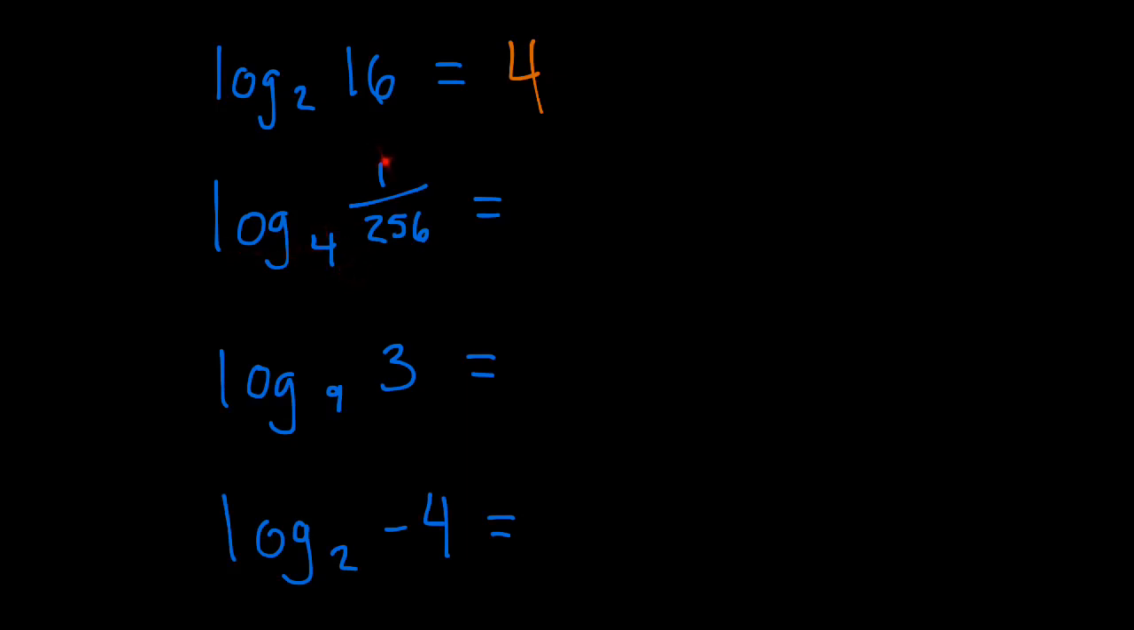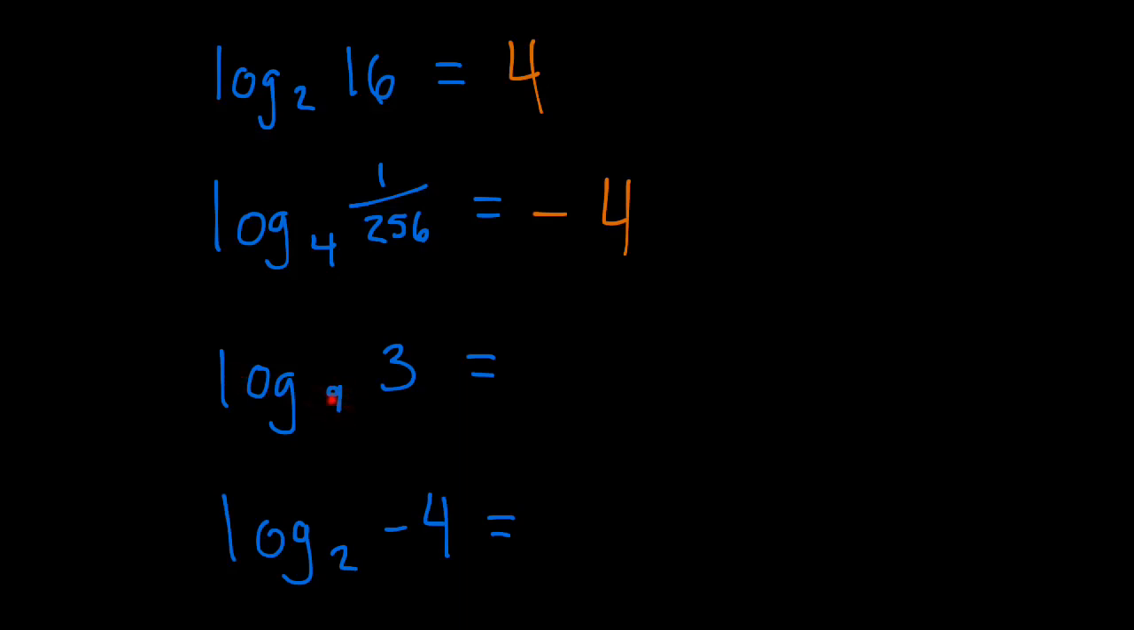Log base 4 of 1 over 256. Okay, well, we have 1 over 256. So 4 to some power gives us 256. If we want it to be 1 over that, that's going to mean that our exponent has to be negative, right? 4 to the 1st is 4. 4 squared is 16. That times 4 gets us to 64. Times 4 again gets us to 256. So that was 4 to the 4th that gets us to 256. So a negative 4 gets us to 1 over 256.